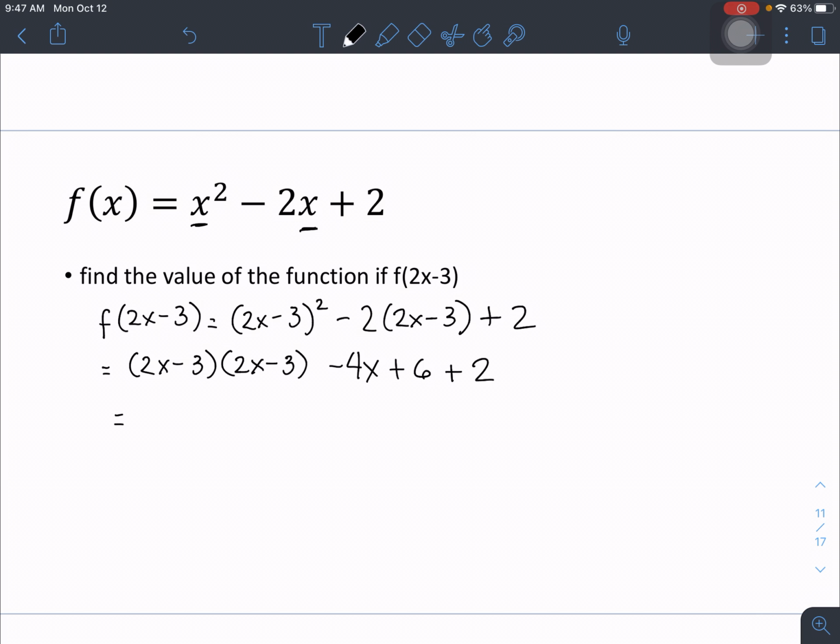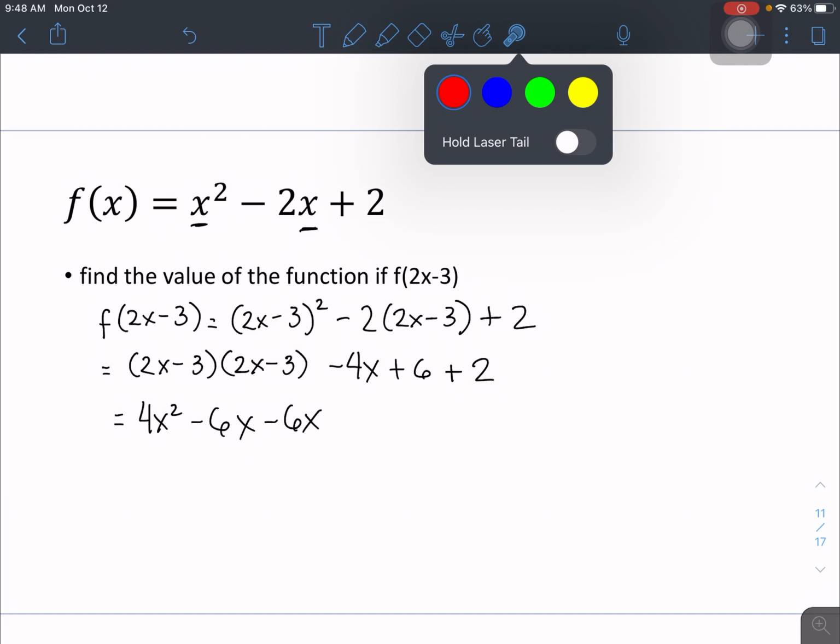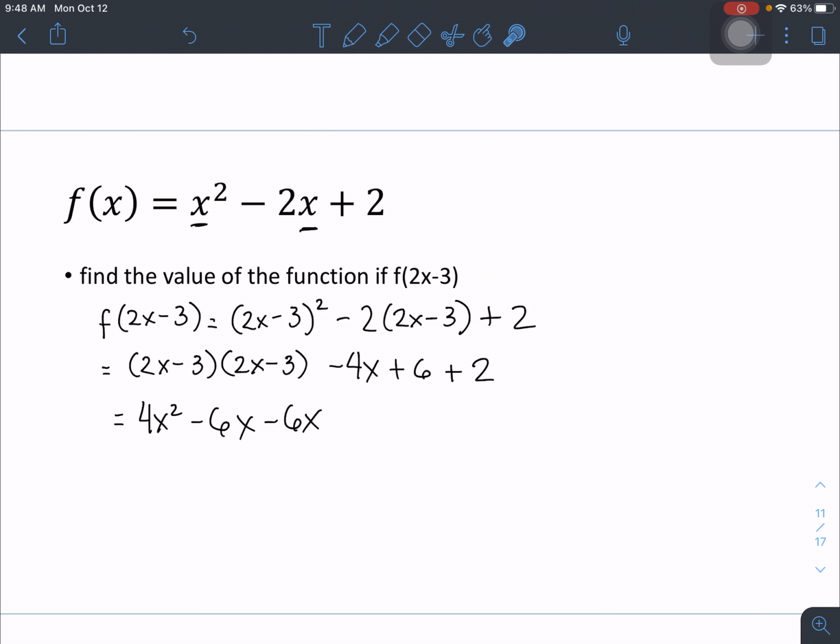So this will be the FOIL method. First terms, 2x times 2x will be 4x squared. Outer, 2x multiplied by negative 3 will be negative 6x. Inner, negative 3 multiplied by 2x will be negative 6x. And last terms, negative 3 times negative 3 will be plus 9. Okay, plus 9, negative 4x, plus 6, plus 2.